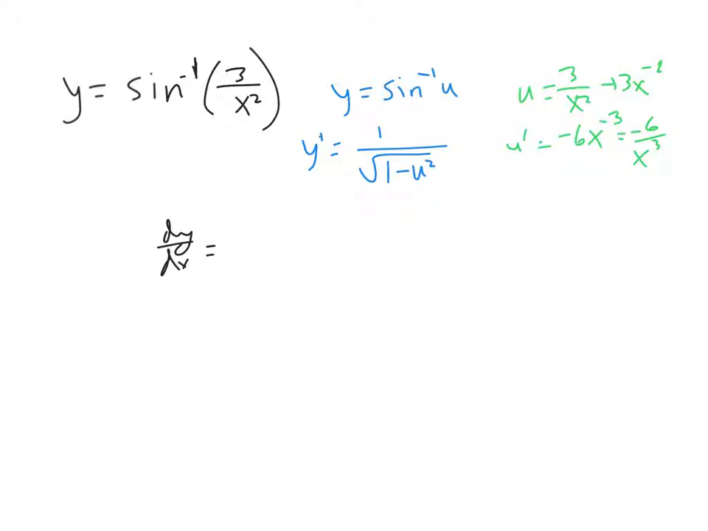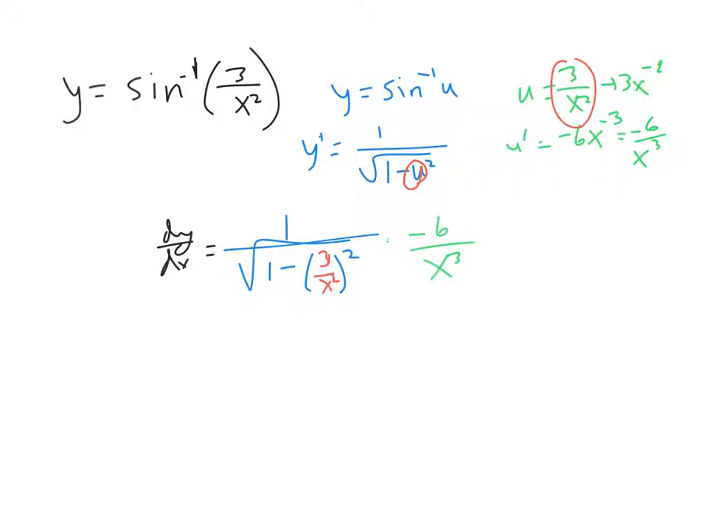dy dx equals 1 over radical 1 minus, and I've got something squared, and that something is my 3 over x squared, putting that in for u. Make sure you don't miss that squared part. X squared is being squared inside of your radical. And then I've got to multiply that times a negative 6 over x cubed.